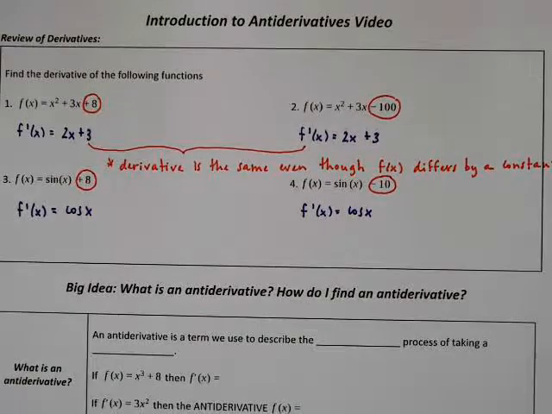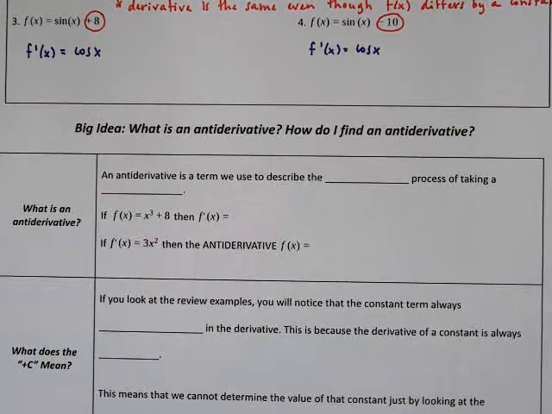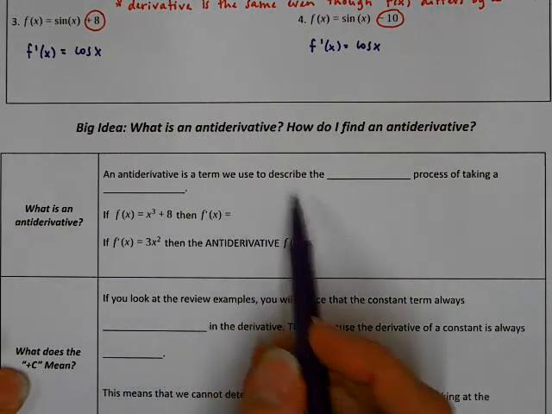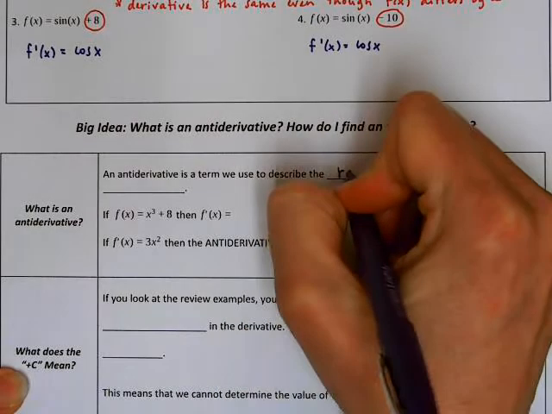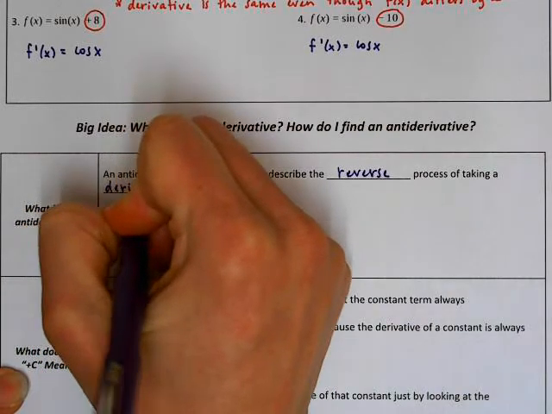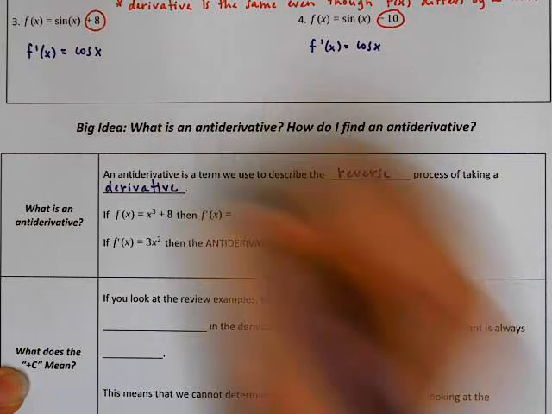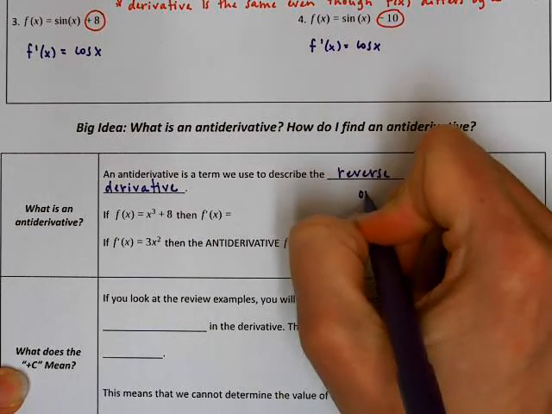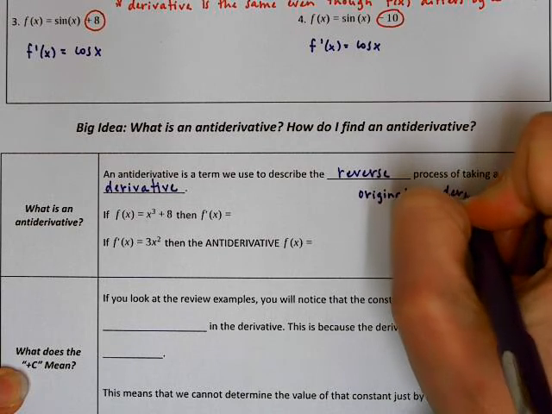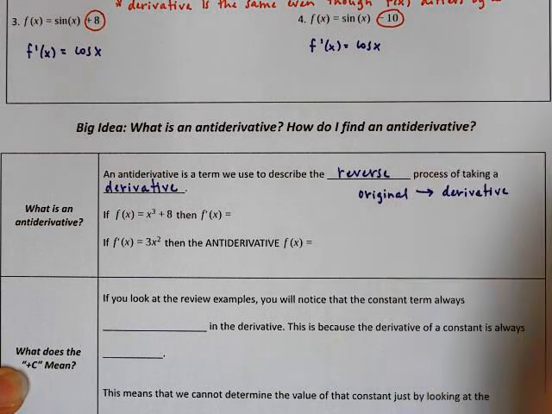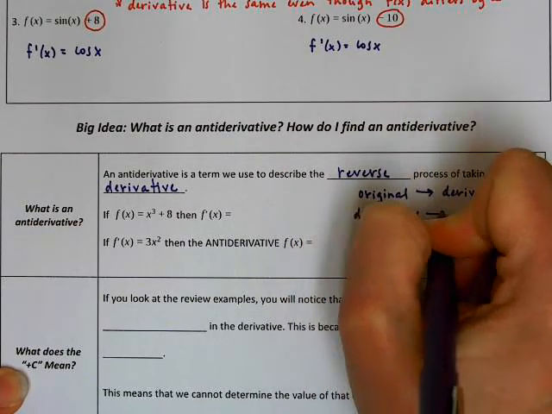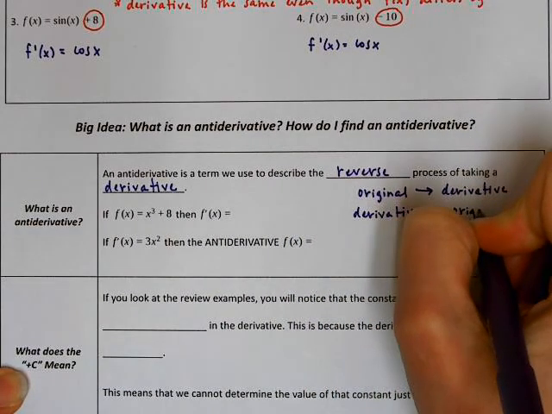Alright, so our big idea then is being able to understand what an antiderivative is and how we find one. An antiderivative is just a term we use to describe the reverse process of taking a derivative. So we used to go from the original function to a derivative. Antiderivatives are going to help us go from the derivative to the original, so going backwards.